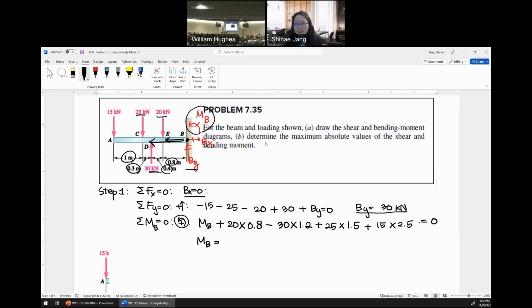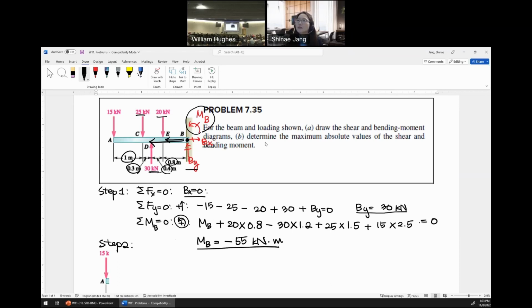And then my calculation is 55 kilonewton meter. It should be negative, right? So it's minus 55 kilonewton meter. So these three are the reactions at this fixed support. Okay, then step 1 is done, and we move on to step 2.